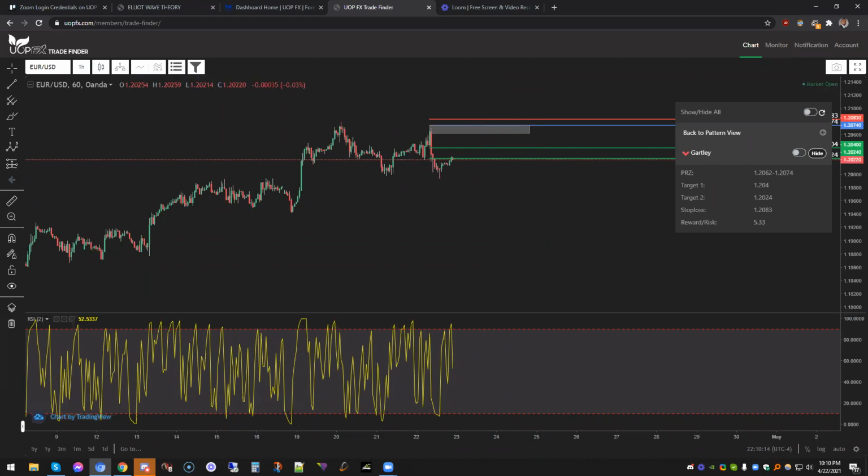Anyone? What pattern do you think we may be looking at right now? Just by looking at the chart, what do you think?